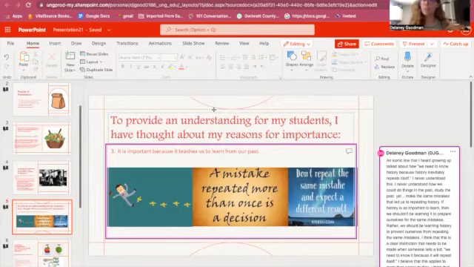A mistake repeated more than once is a decision. And don't repeat the same mistake and expect a different result. That's something I think our students need to know. So that'll definitely be something that I teach them.